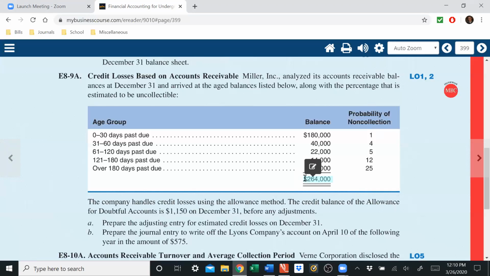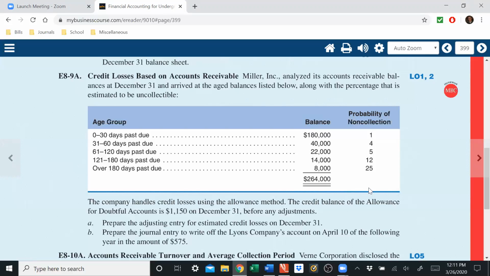All right, so the balance in accounts receivable at the end of the year, 264,000. 180,000 of that is between 0 and 30 days past due. 40,000 of that, well, let me think. All right, so this isn't necessarily the total accounts receivable balance at the end of the year. This is the part of the total balance that is past due, right? So the total balance might be 400,000, and this is the amount of the 400,000 that's past due. And the rest of the 400,000, it's due, but it's not past due.